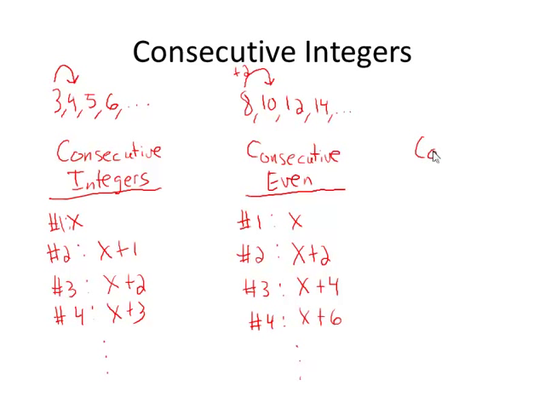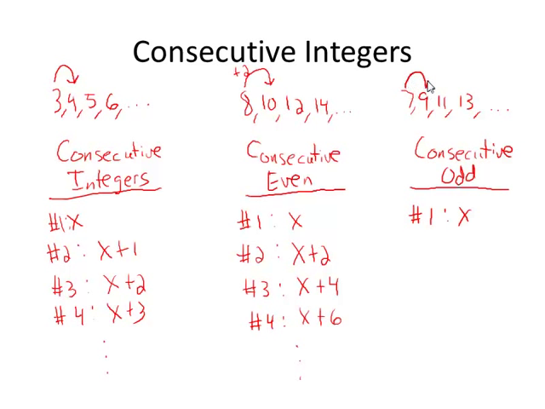Finally, some problems involve consecutive odd integers. And we have to know how to set up our unknowns for those. And the first one will be x. Any idea what the second one will be? Well, if you're like a lot of students, you might guess x plus 1, x plus 3, x plus 5, but that actually isn't correct. Take a look at consecutive odd integers.